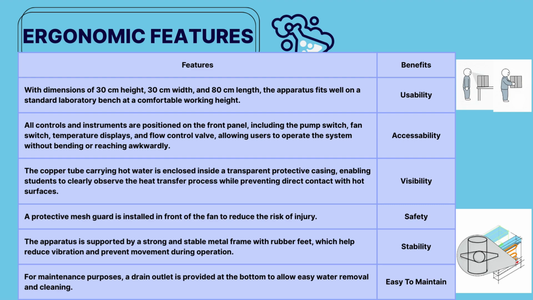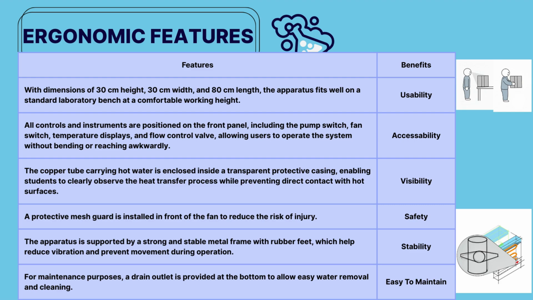And next, we have the stability. The apparatus is supported by a strong metal frame that holds all components securely. In addition, rubber feet are attached at the bottom. These rubber feet help absorb vibration from the pump and fan during operation. They also prevent the apparatus from sliding on the laboratory bench. So this improves the operational stability and ensures accurate experimental results.